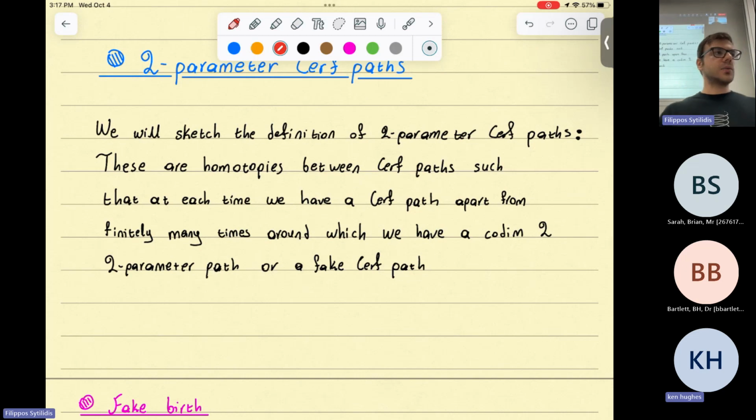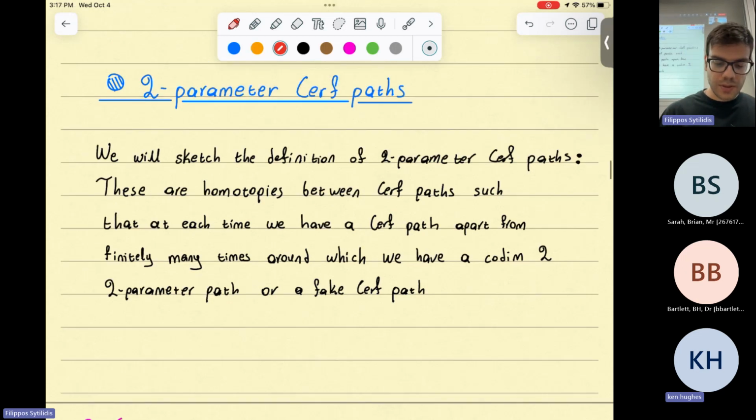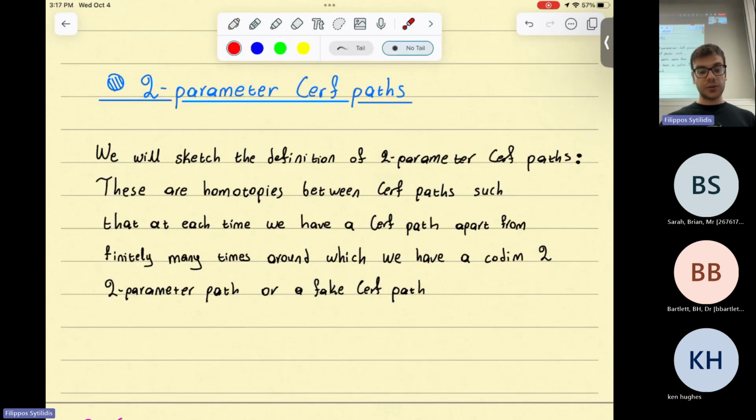All right, so we talked about codimension 2 strata in the space of smooth real-valued functions. I now want to talk about two-parameter Cerf paths. You might think that I've already told you what these things are, and I've told you to a great extent, but not everything, because there's always room for more complexity.